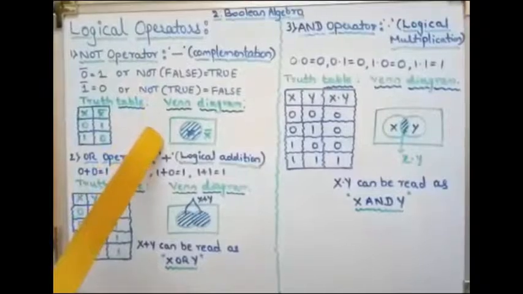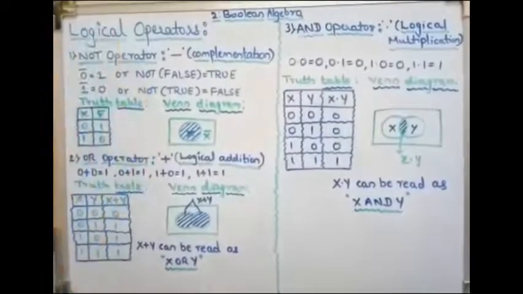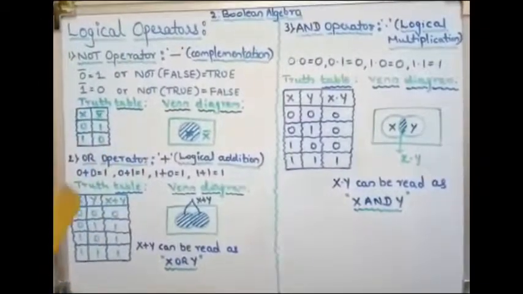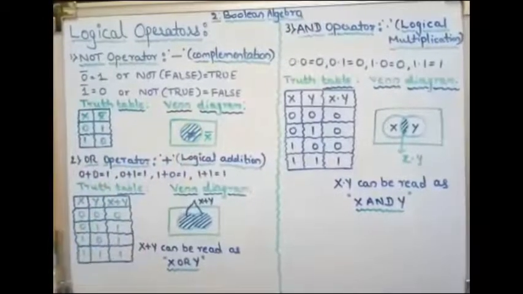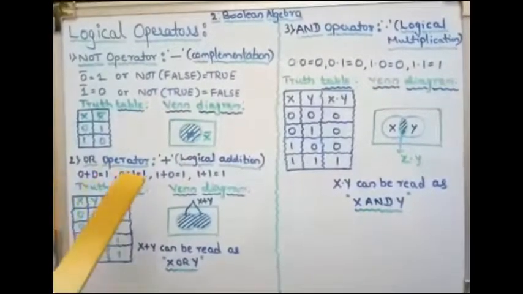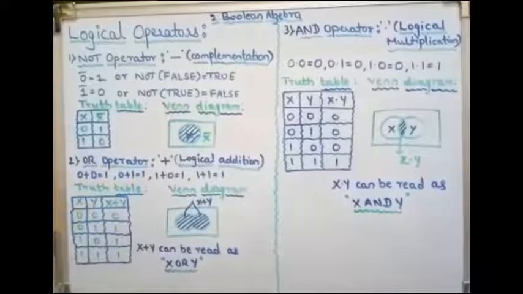This is the Venn diagram which represents not operator. Here shaded area depicts x bar. Now I will move towards second operator, that is OR operator.